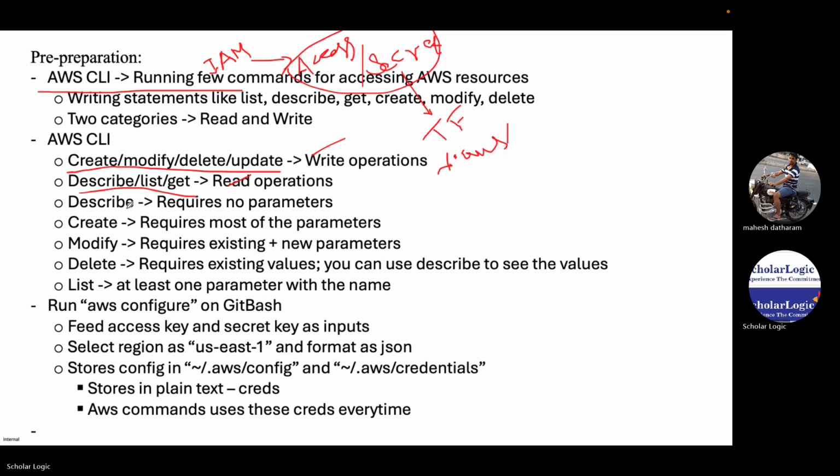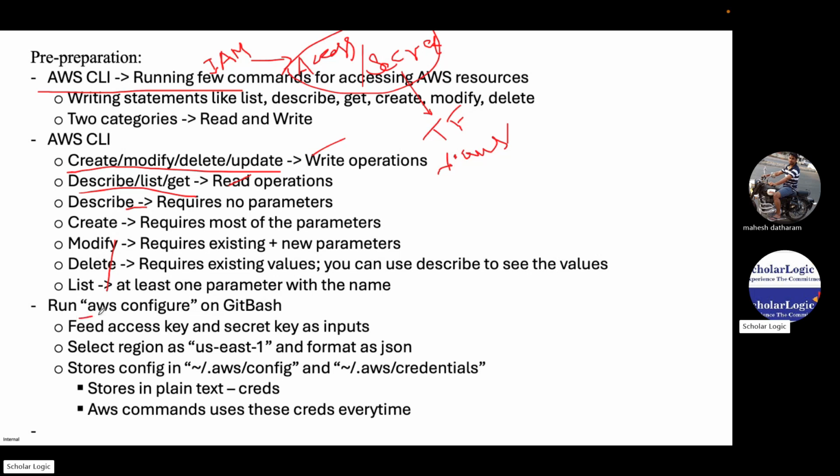Describe requires no parameters because it is just describing whatever you want to see. AWS ec2 describe-instances will show you all the instances. AWS s3 ls will show you all the S3 buckets in that particular region. So everything is region based. When you configure your AWS CLI, you will be configuring the region as well. Modify, delete, list and all, as usual, not much.